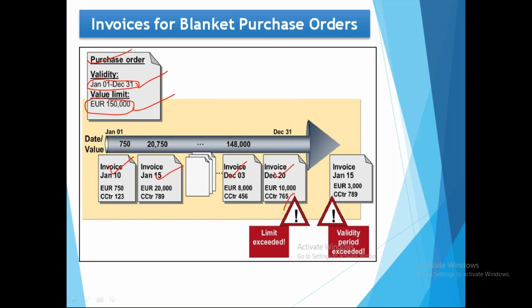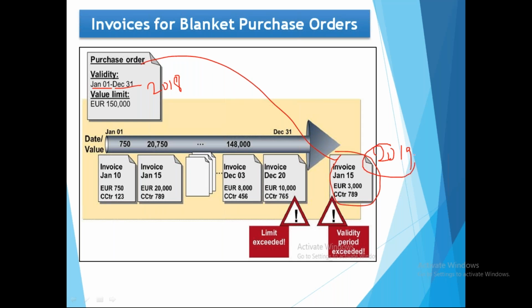So when you have this validity date and value limit, when you are doing the invoicing on the MIRO transaction, once the limit is exceeded, the system will not allow you to post the invoice. And at the same time, if you post an invoice out of the validity date, here the validity date is Jan 01 to December 31. Now if you try to post an invoice on Jan 15th, let's say this year is 2018. Now if you post an invoice for the same PO on Jan 15th of 2019, the system will throw the error, validity period exceeded.